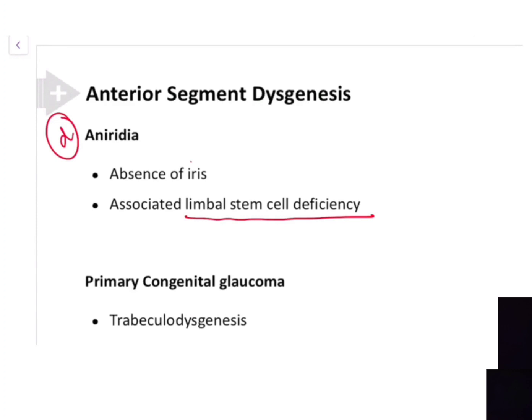So this absence of the iris, that is aniridia, has got this strong association. So this is also something I think can come in the exam. So remember this, aniridia with limbal stem cell deficiency is also one of the developmental anomalies.